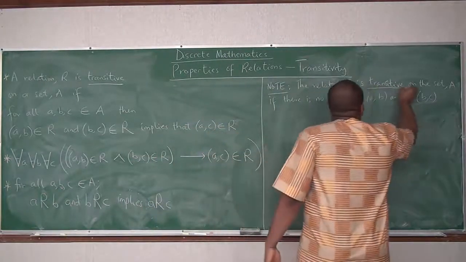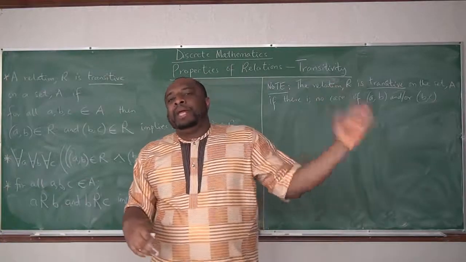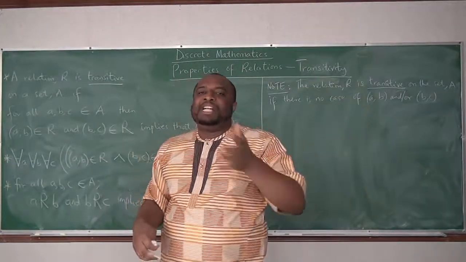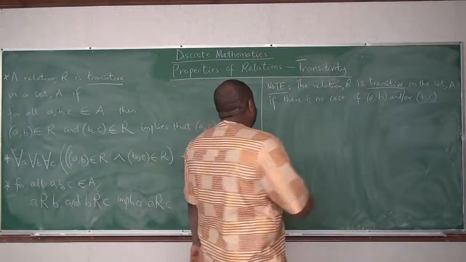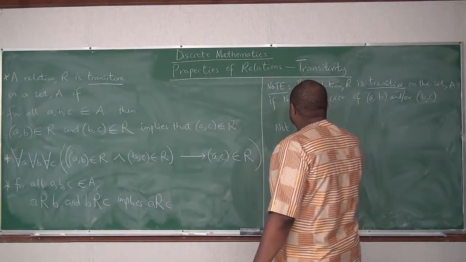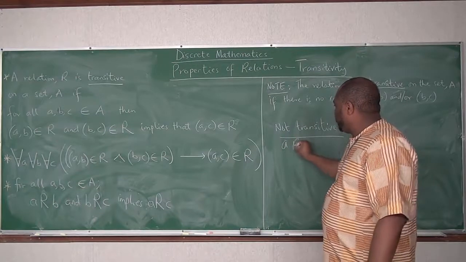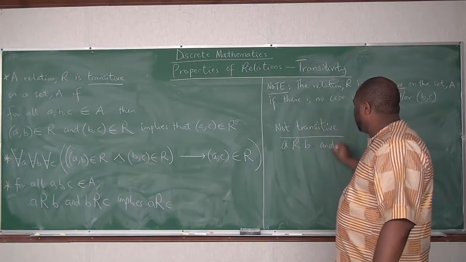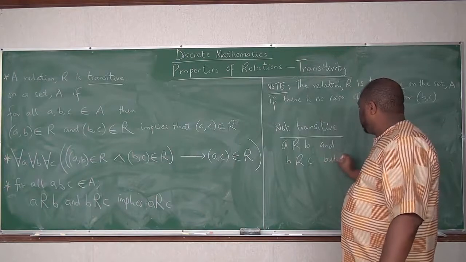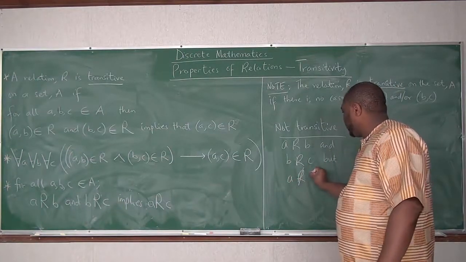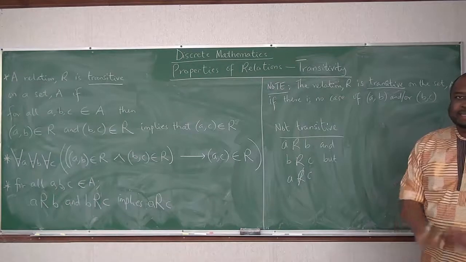So the only time we say that it is not transitive is if you have A relation B and B relation C, but then you don't have A relation C. When we say it is not transitive is when you have A relation B and B relation C, but A not related to C. That is the case where you say that it is not transitive.